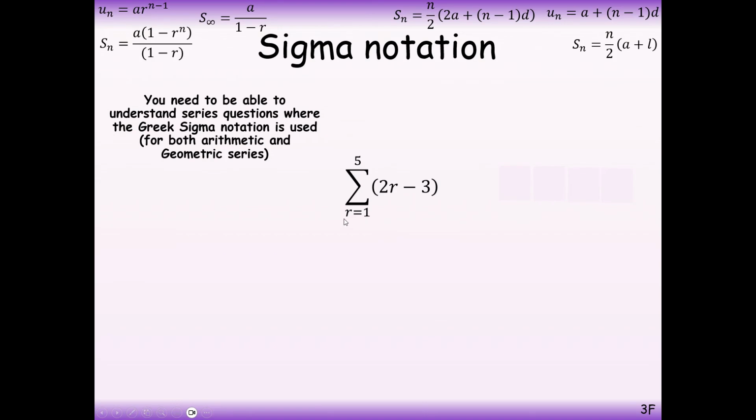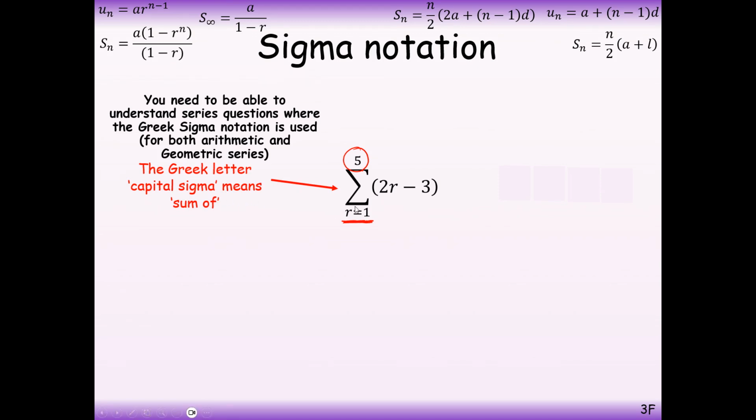How do we start? This lower value, r equal to 1, means that we use the value of r, substitute 1 into the equation, and that would give us the first term. What does that 5 mean? That 5 means that this sequence has only 5 terms, so you need to go from the first to the fifth term. And if we actually calculated one term at a time, we will see what happens.